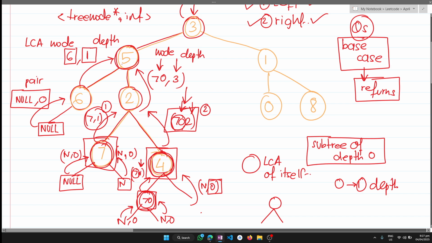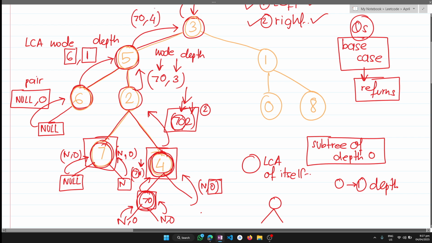So you see, at this point I am getting 6 as the LCA node because I only had one over here, right? And from the right-hand side, from 2 I'm getting 70 comma 3. Which is greater, 1 or 3? 3 is clearly greater. So at this point, what am I going to return? The greater depth one, right? So first of all, I'm going to write 70 over here and then increment the depth by 1. You see, and at this point, pause the video and do the dry run for the right subtree by yourself.